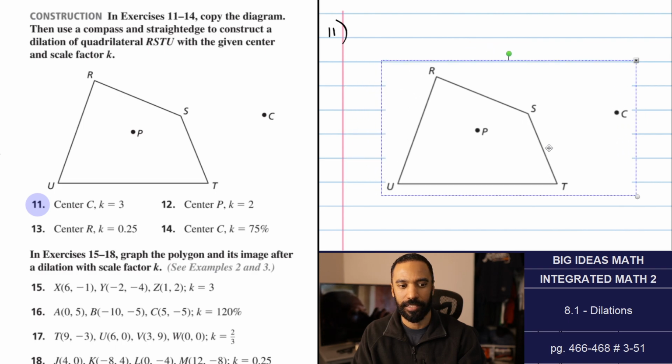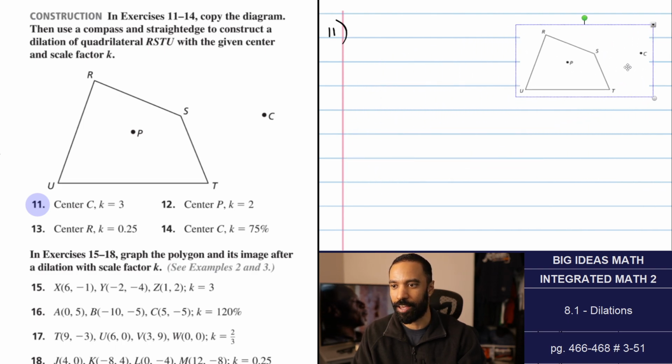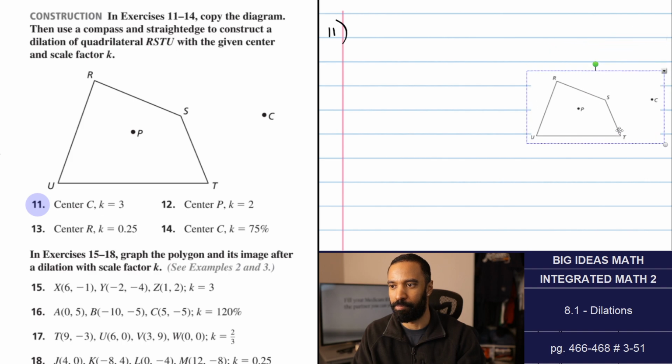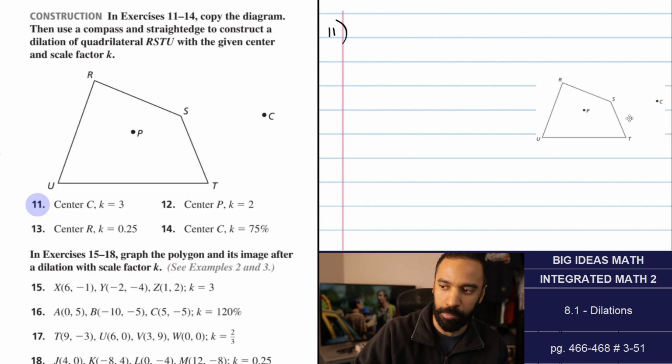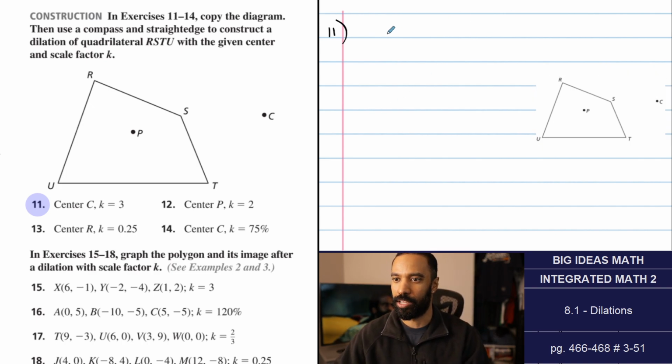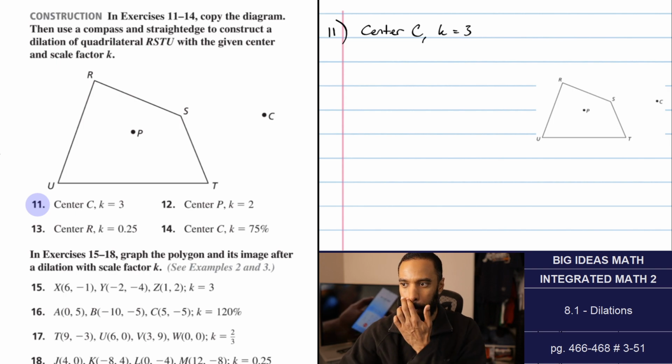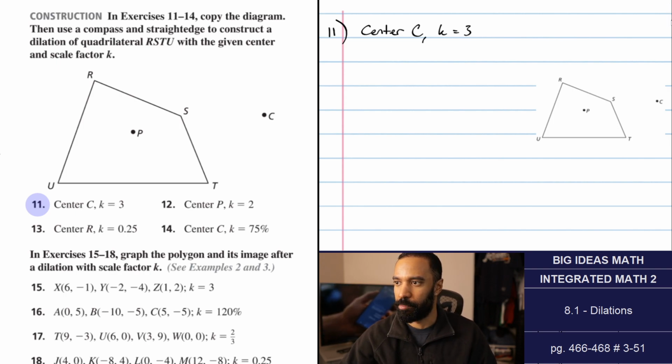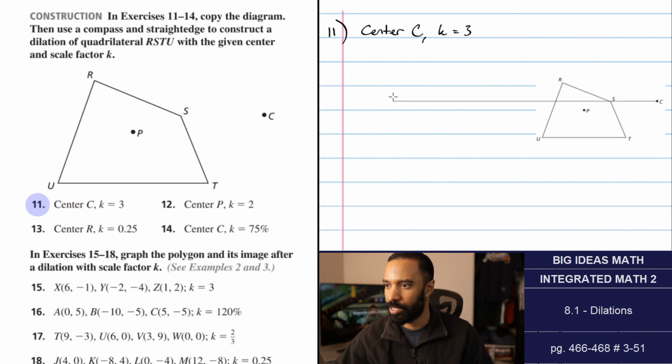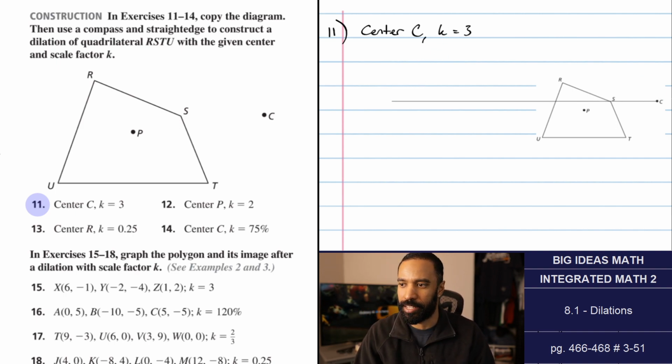Center from C. Okay, center from C to K value of 3. I need to make it pretty big here, 1, 2, 3. Or I need to make this pretty small because it's about to get pretty big. It's probably going to run into what I'm about to write here. So center of C and K equals 3. So let's see, from C to S, if that is a horizontal line. You know what? It is. I mean, even if it's not, it is, right? It's close enough there.